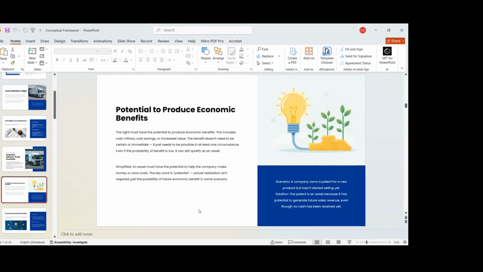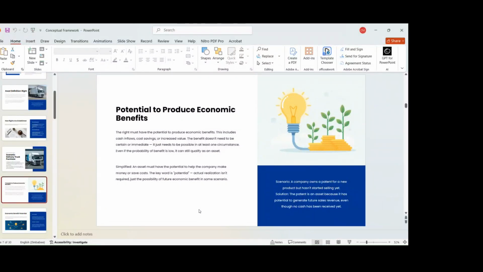Another key thing: the potential to produce economic benefit. The right must have the potential to produce economic benefit. This includes, for example, cash inflows, cost savings, or increased value. So it's not only inflows; it can be cost savings or increased value. The benefit doesn't need to be certain or immediate. It just needs to be possible. Even if the probability of benefit is low, it can still qualify as an asset. Simplified, an asset must have the potential to help the company make money or save cost. The key word here, team, is potential. Actual realization isn't required, just the possibility.